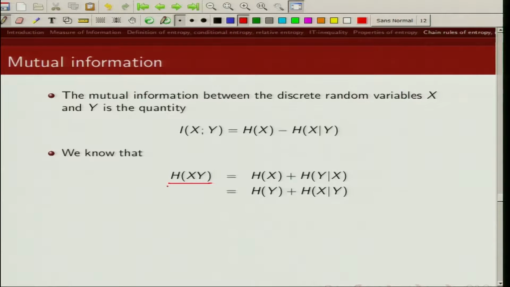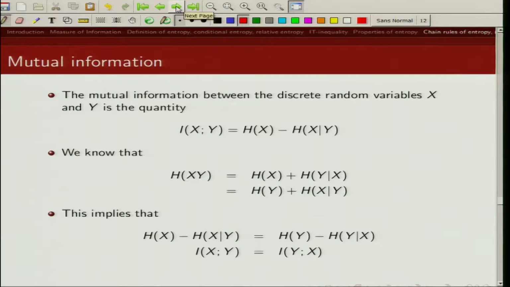Now we know that we can write this joint entropy using chain rule. We can write it in this particular fashion: this is h of x plus h of y given x. Now I again apply chain rule in a different fashion. So I can write this joint entropy as h of y plus h of x given y. So if I compare these two equations, what I get is as follows: h of x minus h of x given y is the same as h of y minus h of y given x.